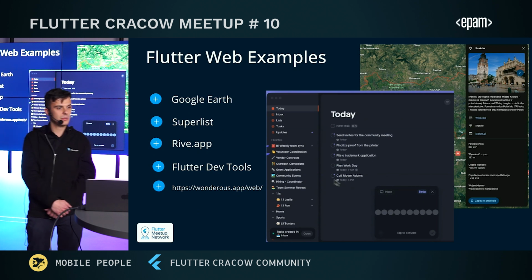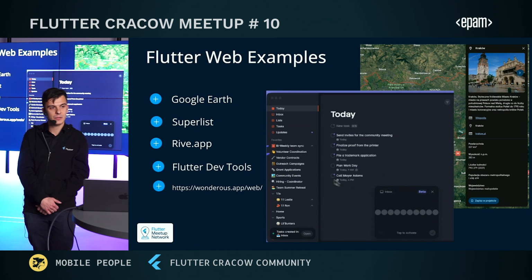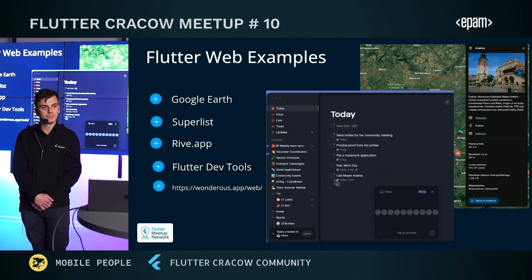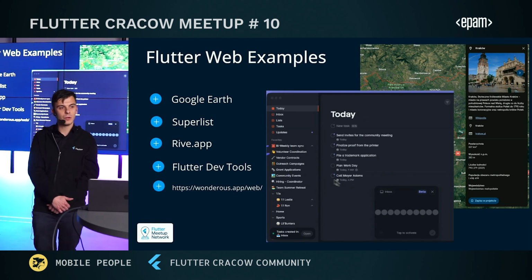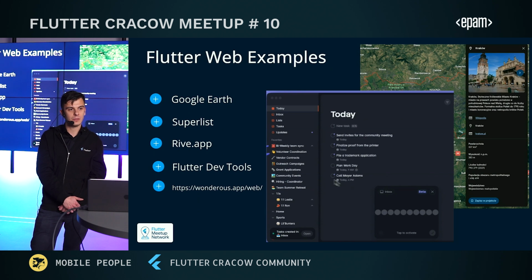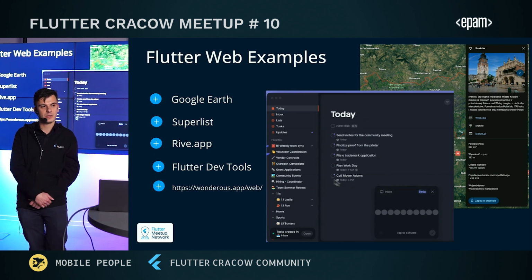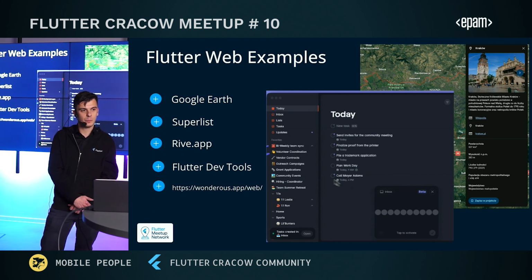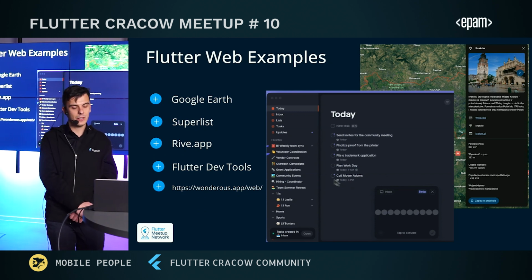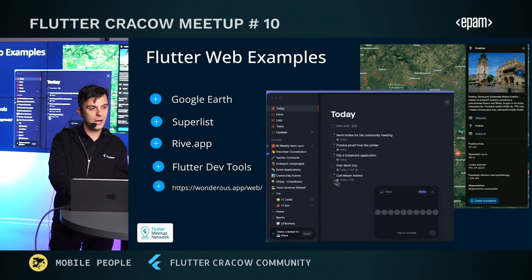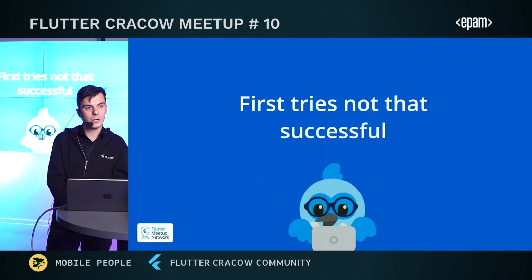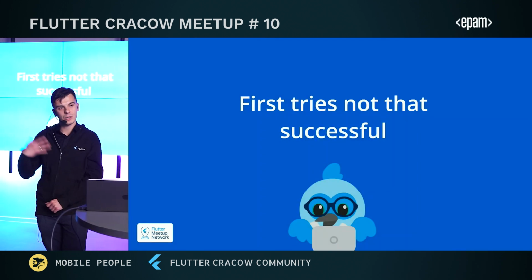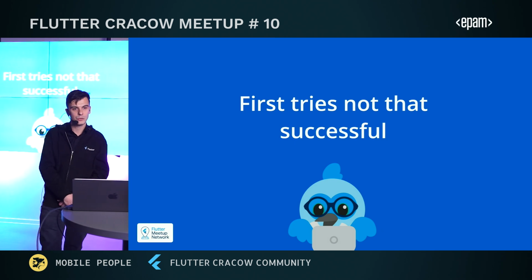I also recommend checking out the Wondrous app on web. It's a demo of how Wasm operates in Flutter, showing its performance, especially on Google Chrome. It's easily visible that it's more performant than the regular Flutter web app. Okay, so as I mentioned, I wanted to share a little bit of this journey.